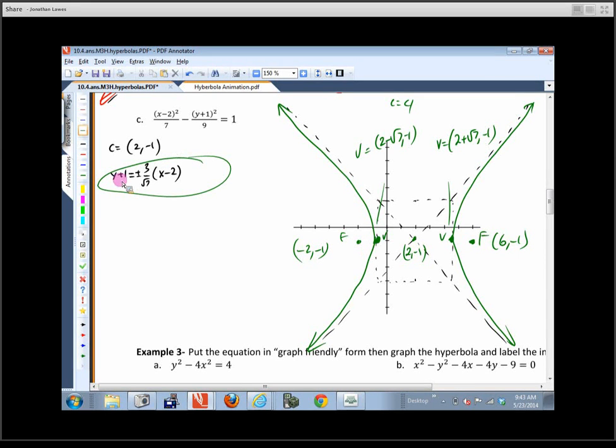That's it. Okay, now here's why they call this the conjugate axis. In fact, let me change colors. Try again.